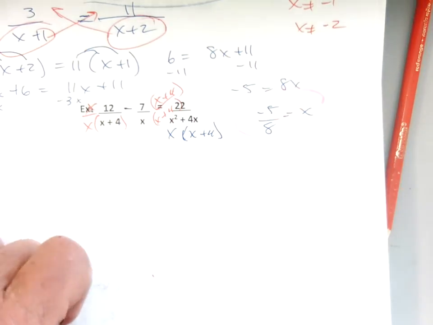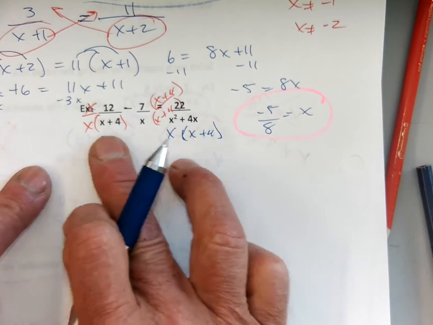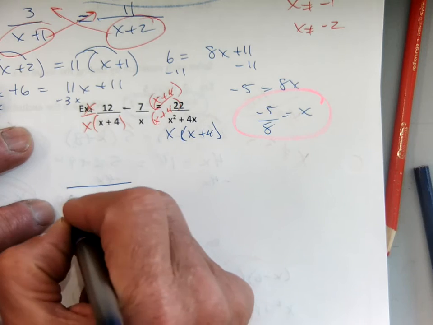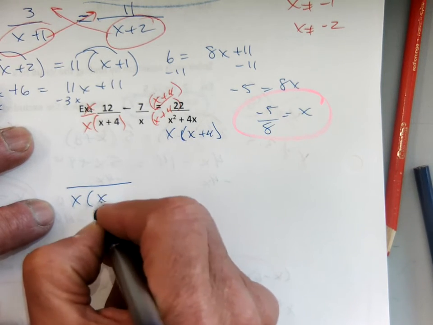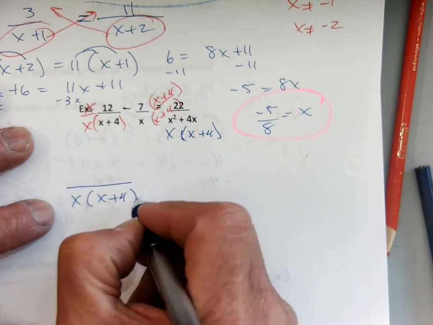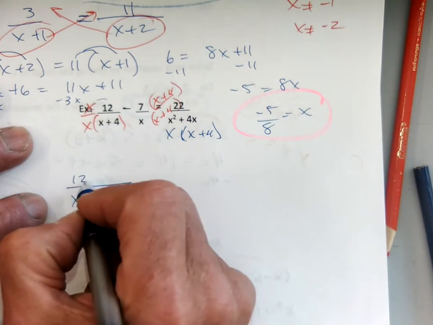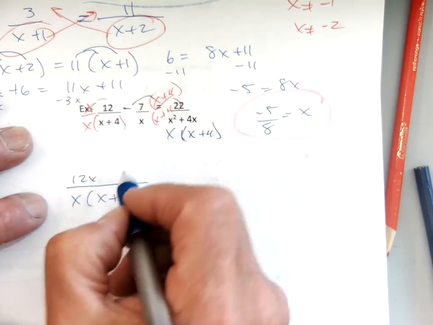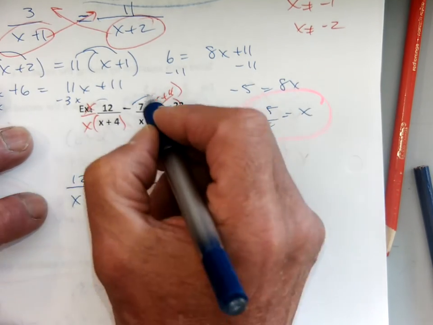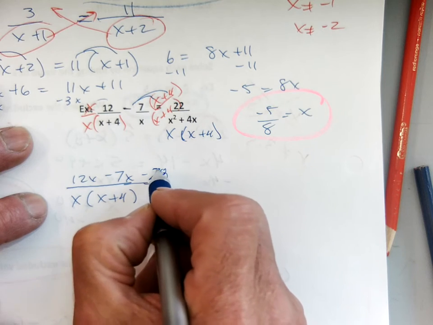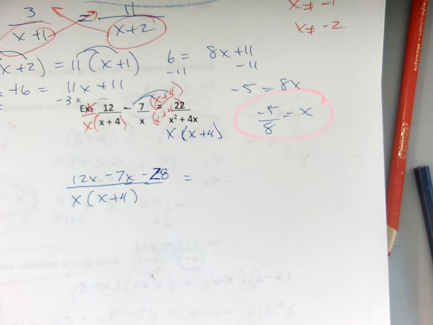Okay? So I have a common denominator. It is x times x plus 4, and its numerator would be 12x minus 7x minus 28. That's a 28. I'll let you catch up, okay? I'll stop for a second. I'll let you catch up.